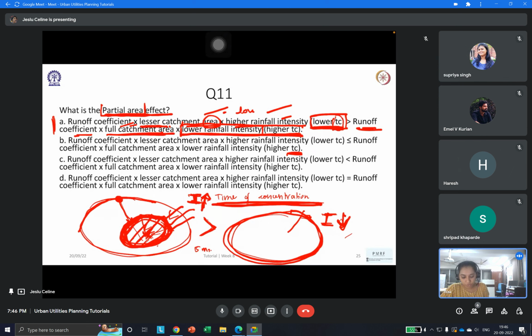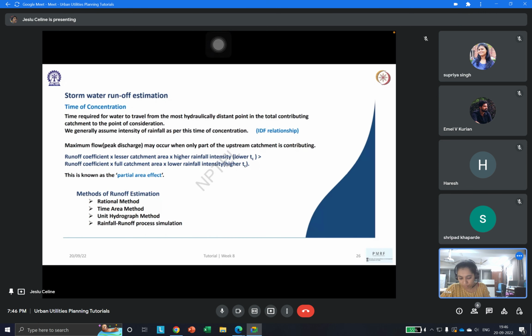Let's proceed on to the next question. We only have a couple of questions. Yeah, so this is from the lecture that we are discussing about partial area effect and time of concentration. So this is the definition: time required for water to travel from the most hydraulically distant point in the total contributing catchment to the point of concentration. So this is what I was explaining before. And yeah, so this is the relationship. This was, ma'am, given in option one.